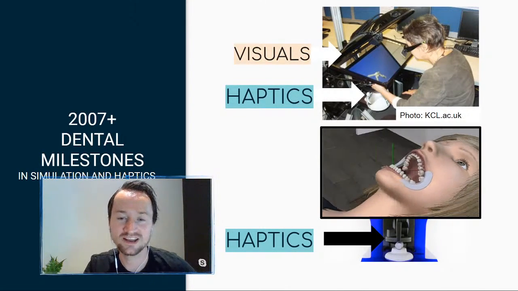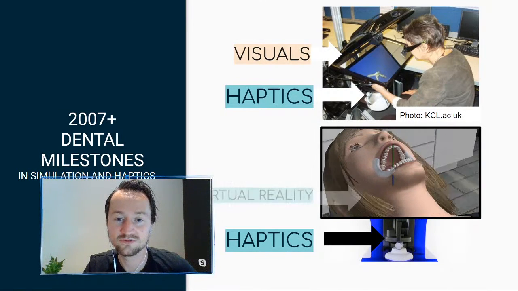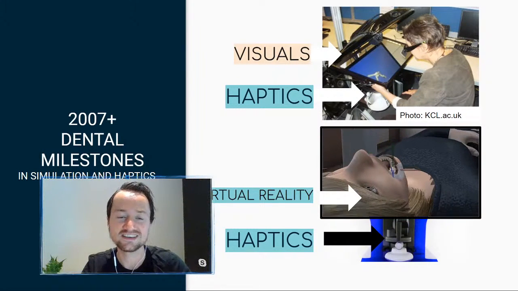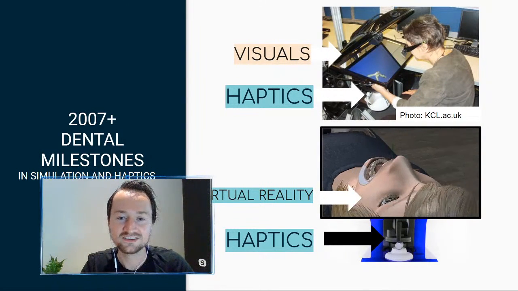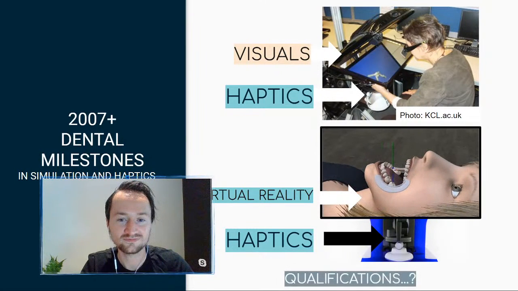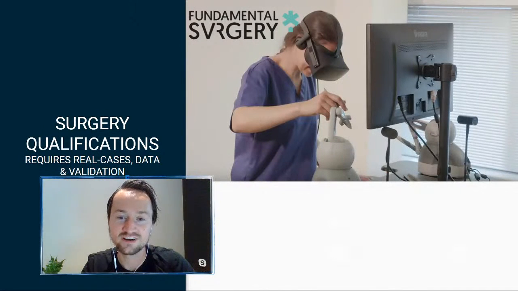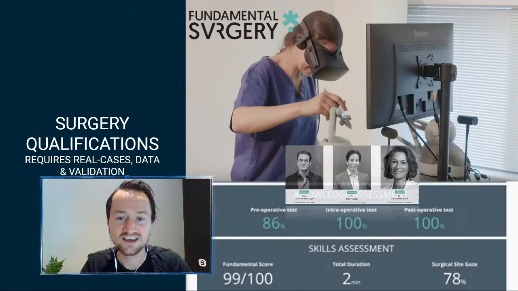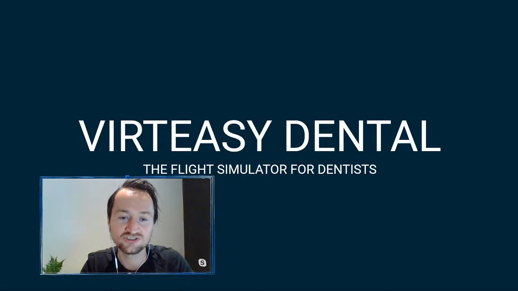2007, generation of simulators. So Virteasy, for example, have haptics that work for implantology and immersive scenes, which give us this virtual reality to combine the two. So the question is, where are we in terms of qualifications? Now that already happens in surgery fields. So fundamental surgery does that, for instance, and they've just got accredited. In September, we're launching our first module that will be the first steps towards this, of allowing you to get training and validated feedback from a simulator.